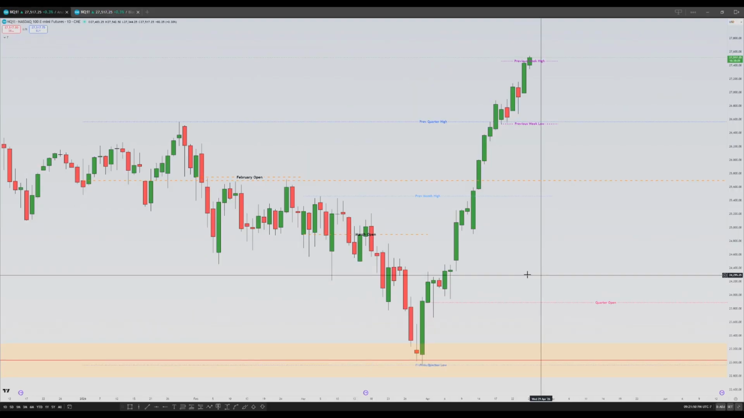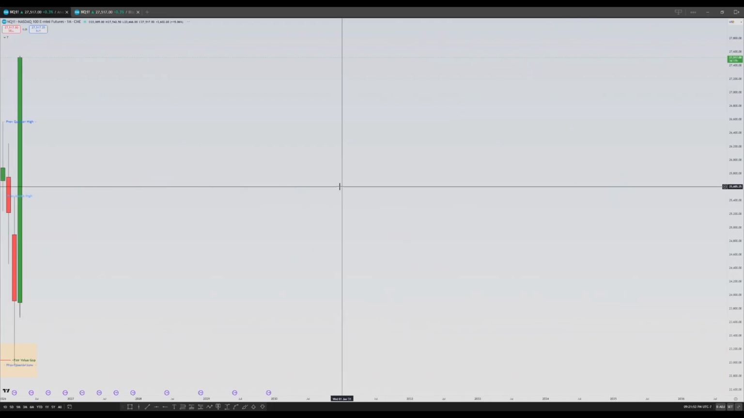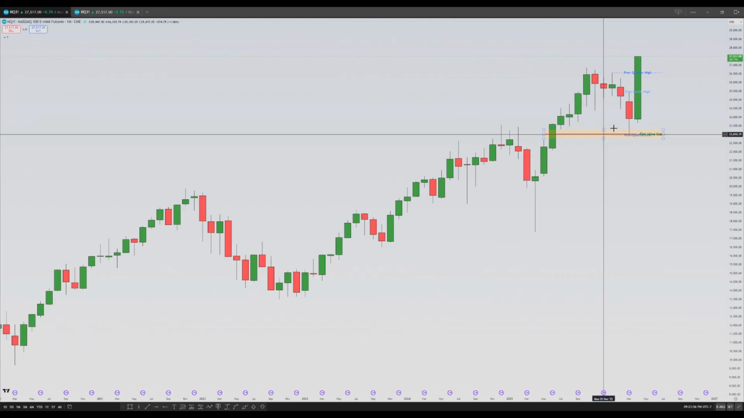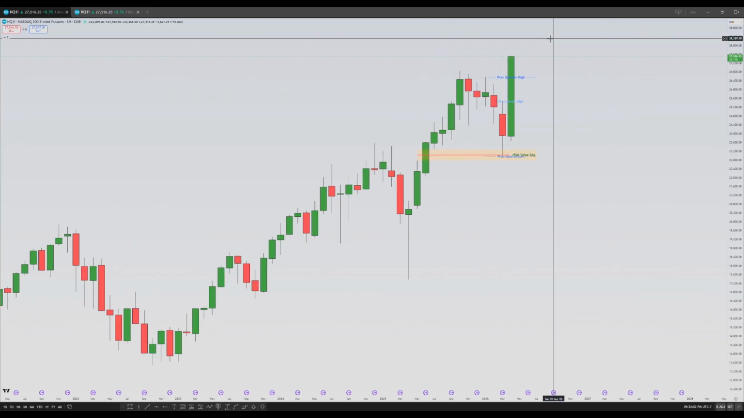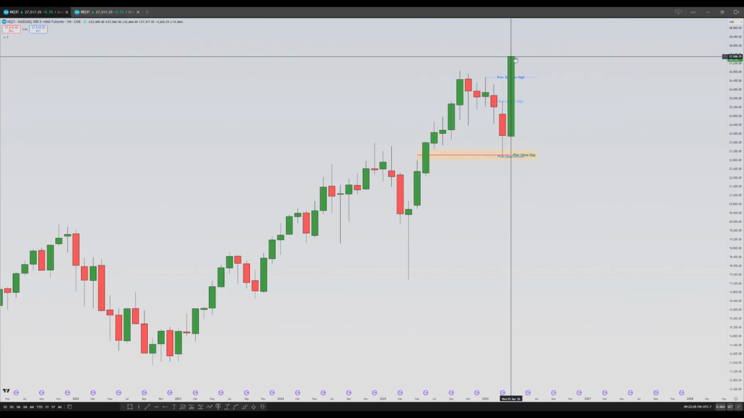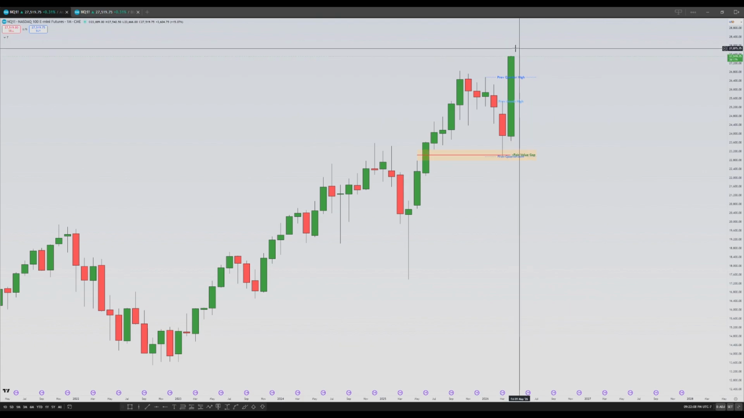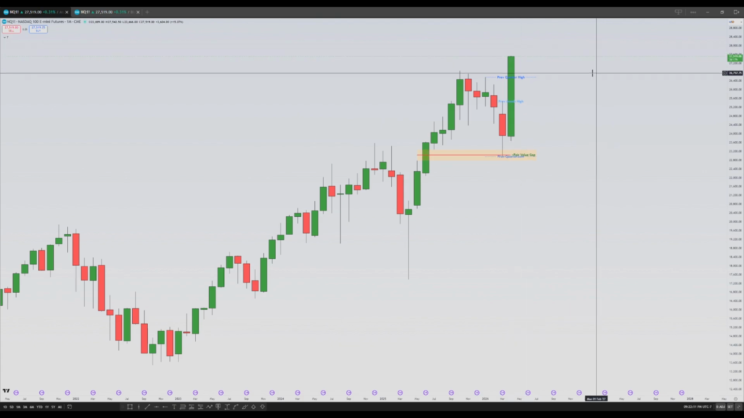Still bearish. NASDAQ, as you can see, we got a strong reaction from this fair value gap. And now we see that price is trading higher, closing at its high for the month.